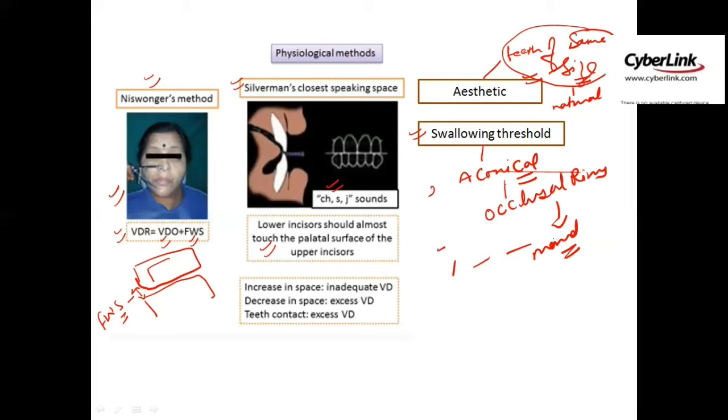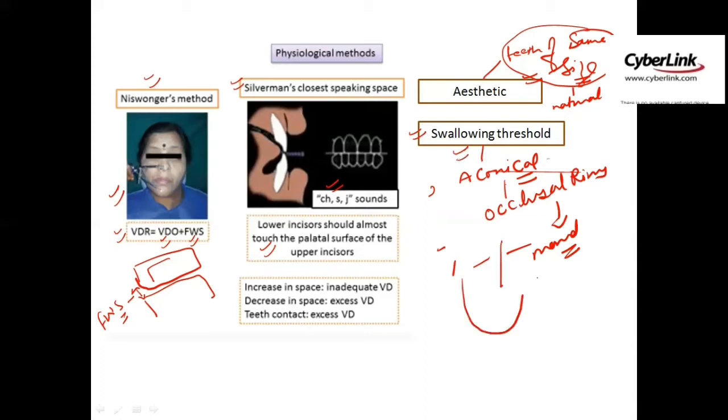Then the upper and lower record bases are inserted in the patient's mouth. Salivation is stimulated and the patient is asked to swallow. The height of the conical wax rim is reduced due to pressure developing while closing the mandible during swallowing. The conical wax rim may also be softened to reduce the resistance to closing. This is how we perform swallowing threshold.